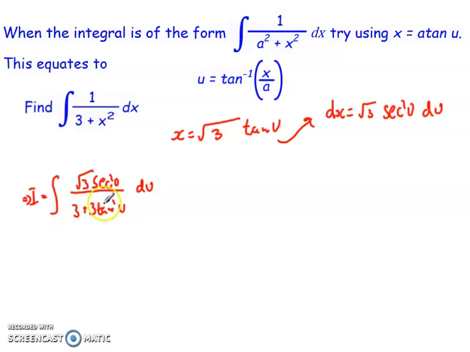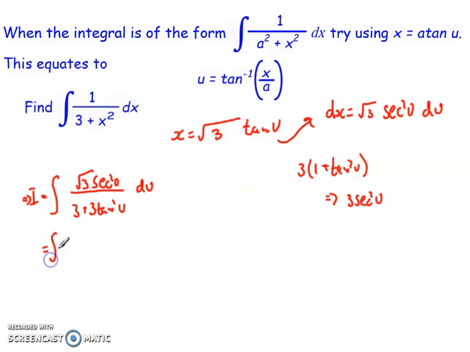However, if we've got this on the bottom, 3 plus 3 tan squared u, what I can do is take a 3 as a common factor and have 3 bracket 1 plus tan squared u. And again, think back to the identities. 1 plus tan squared is sec squared. So I then end up getting 3 sec squared u. So I can take that and then substitute it back into the original equation.